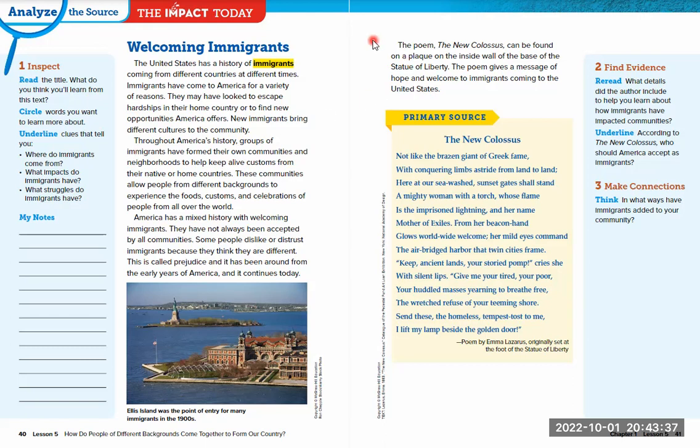The poem, "The New Colossus," can be found on a plaque on the inside wall of the base of the Statue of Liberty. The poem gives a message of hope and welcome to immigrants coming to the United States. And now we're going to find out why the poem is so important.